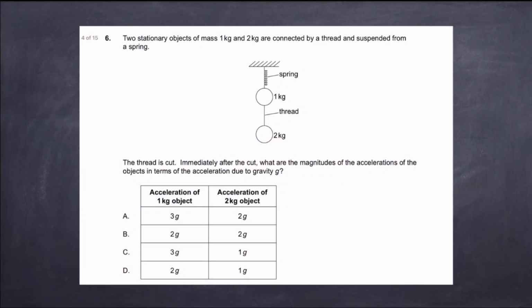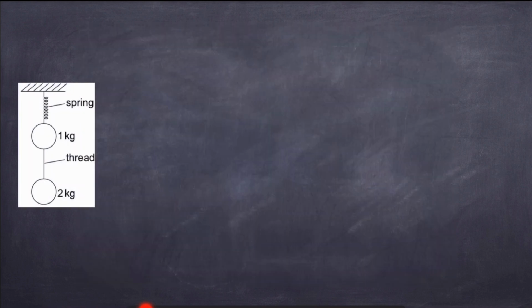Coming back to our original question: two stationary objects of mass 1 kg and 2 kg, one connected by a thread and the other connected by a spring, and the thread is cut. So this is the string. Immediately after the string is cut, we need to find the acceleration of the 1 kg object and the acceleration of the 2 kg object. So this is the string spring system. This is the spring and this is the thread or string.